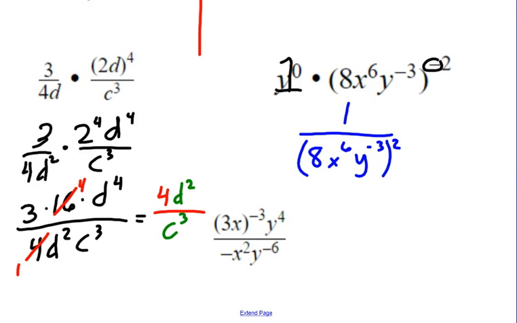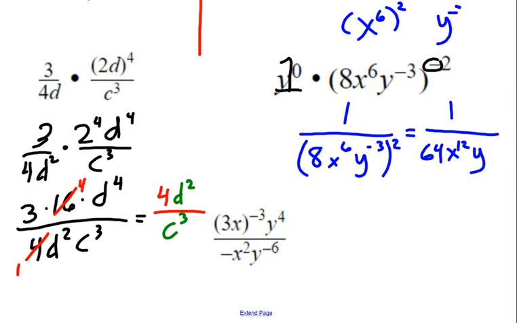Now we have all that stuff in the parentheses being squared. So 1 on top. Then we have 8 squared, which is 64. X to the 6th squared. Power to a power. So we multiply there. This is x to the 12th. And then y to the negative 3rd squared. We multiply there again. So negative 6.